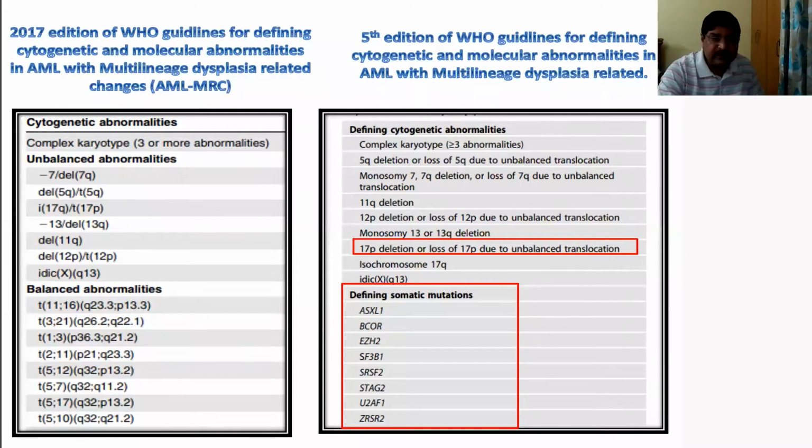This on the left side was 2017. You have all these translocations, which are balanced abnormalities, which were found in MDS-MRC or AML-MRC, in addition to the unbalanced abnormalities, which you all read even before this fourth classification.